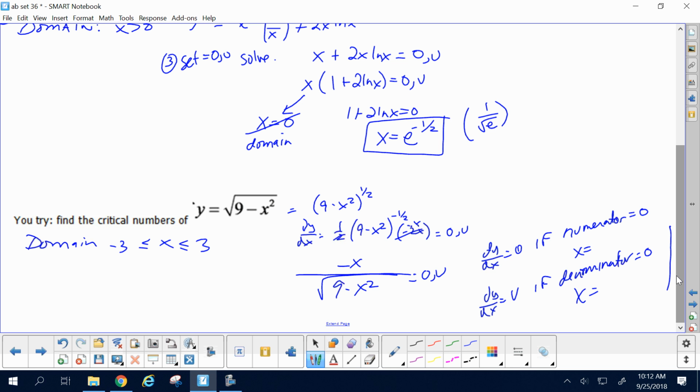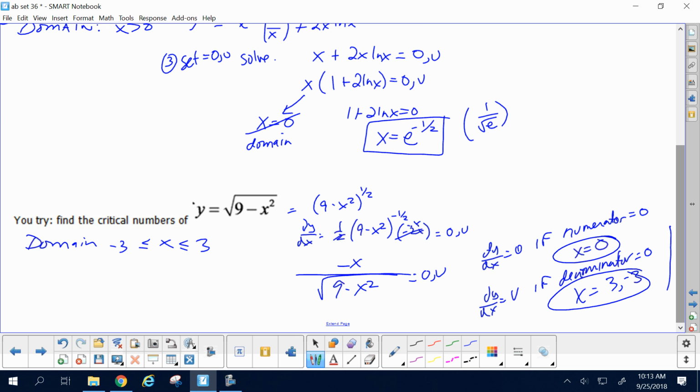Now when you get a fraction, which will happen a lot, you should break it into two cases. The derivative will be 0 if the top is 0. And the top would be 0 at x equals 0. The derivative will be undefined if the denominator is 0. And the denominator is 0 at x equals 3 and negative 3. Are those all in the domain? Yeah, they are. Okay, and so those are your 3 critical numbers.